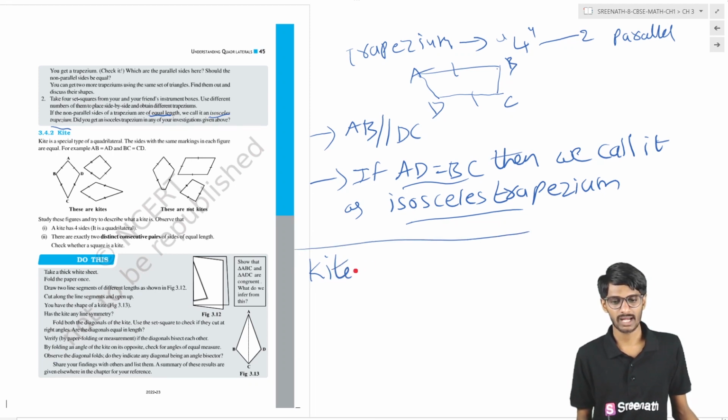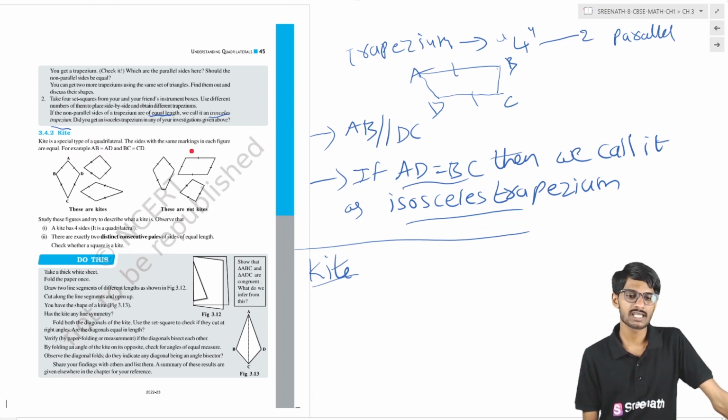Next thing is about kite, students. Okay, kite. So kite is a special type of quadrilateral. So the sides with the same markings on each figure are equal. Okay, students, basically this is the kite diagram. And this side are equal, and this side are equal.